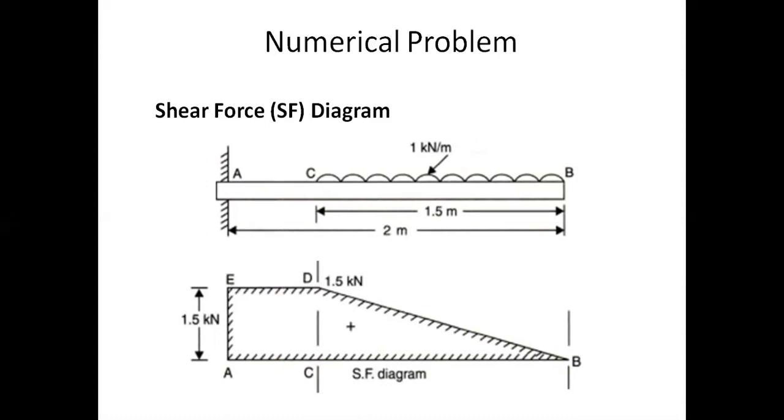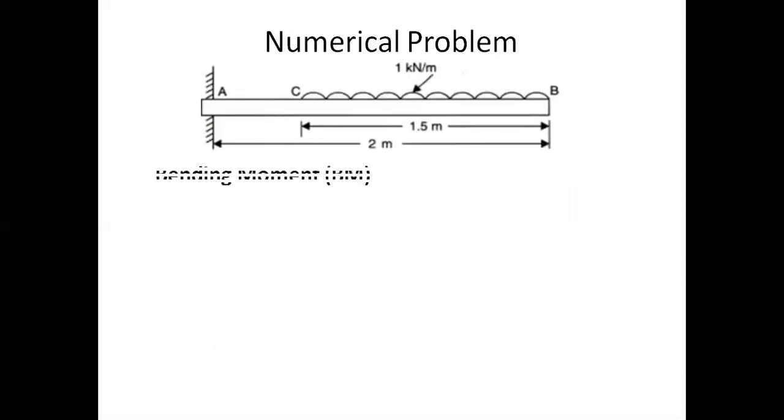Now let us try to draw the bending moment diagram for the given numerical problem. When we calculate the bending moment, we have to adopt the same system. We have to divide this entire span into 2 sections. One is the section between B and C, where the UDL is there, and the other between C and A, where there is no load at all.